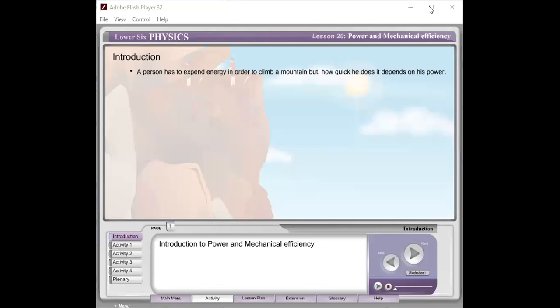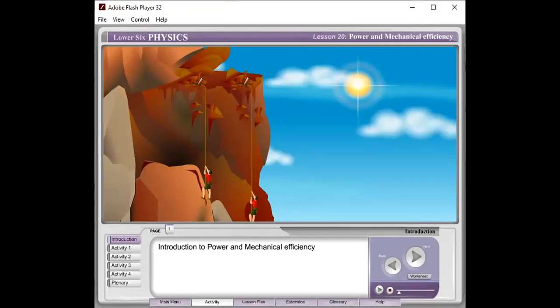The lesson. Introduction to Power and Mechanical Efficiency.